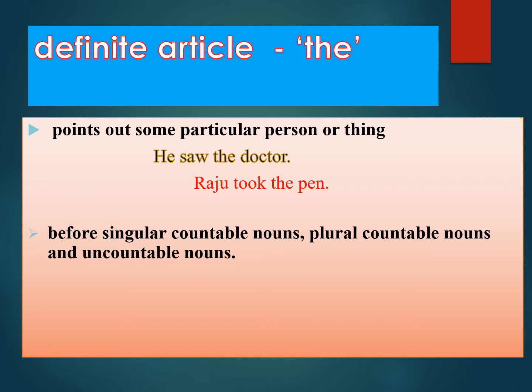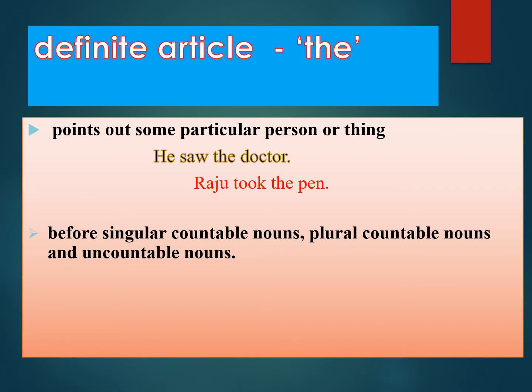Countable nouns are one book, two books, three books. We can count them easily. If it is one book, it's a singular countable noun. Two books or three books are plural countable nouns. What is an uncountable noun? We cannot count them.